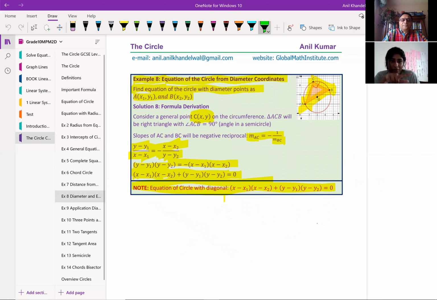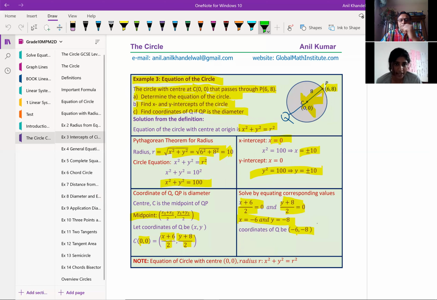If you have the two diameter coordinates, the two endpoints, you can do it that way, or you can use this equation of the circle with the diagonal, which is very, very good. So I'm definitely writing that one down. It's so simple. All you do is simply plug in the values, x1 and x2, into the equation, and you get it perfectly in the form that they're looking for the circle. Correct.